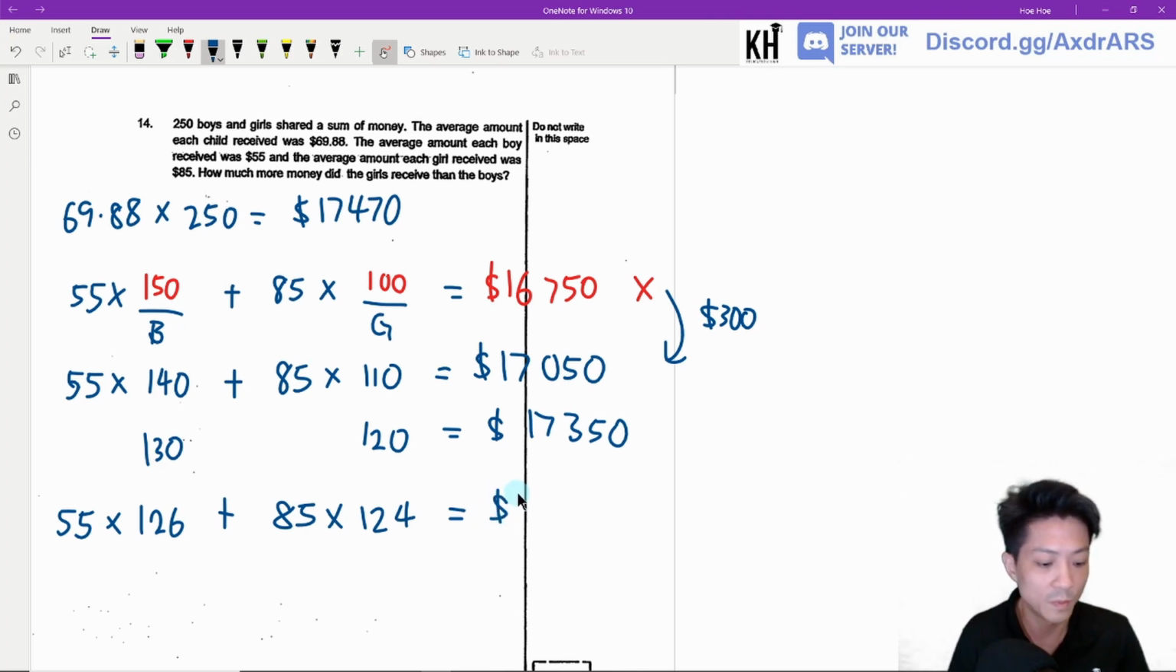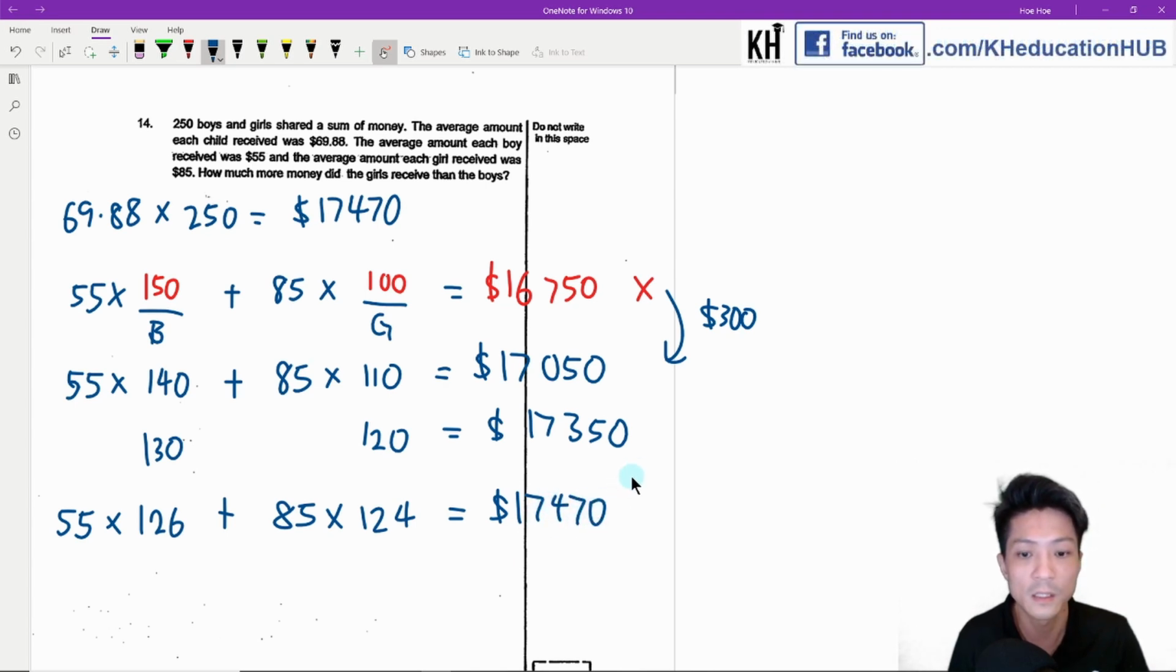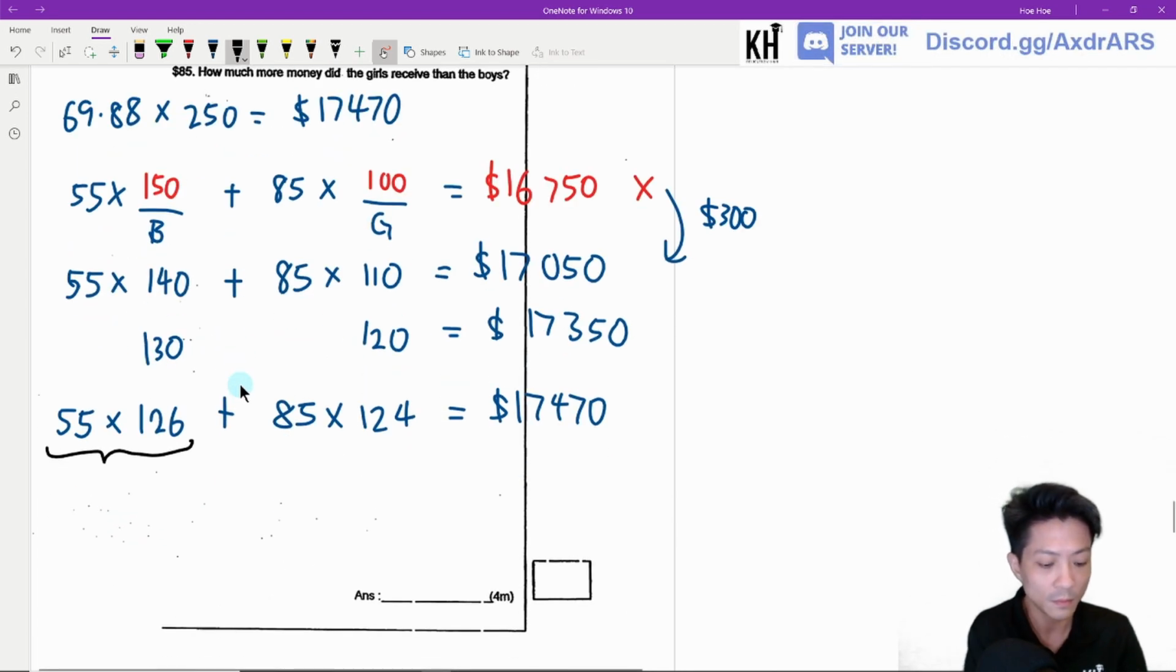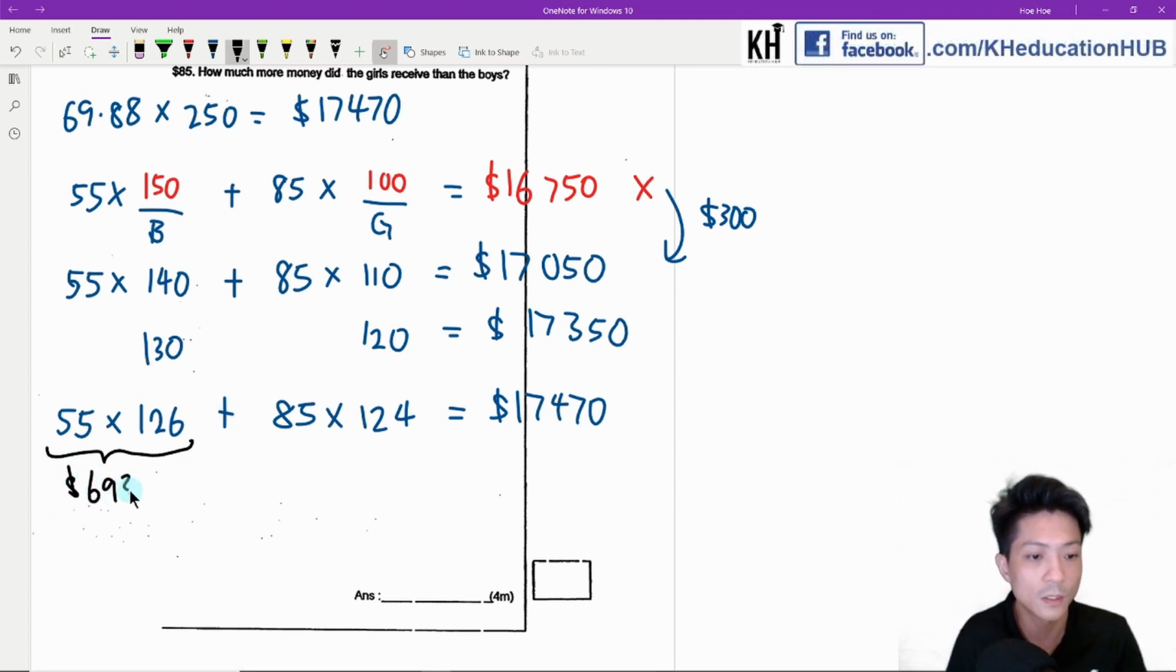Okay, it's gonna give me 17,470. Okay, so let us calculate the amount that the boys received. This is for the boys. 55 times 126, which is 6930. Okay, this is for the girls.